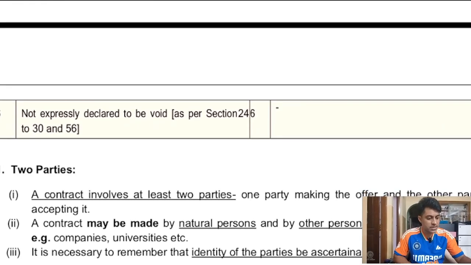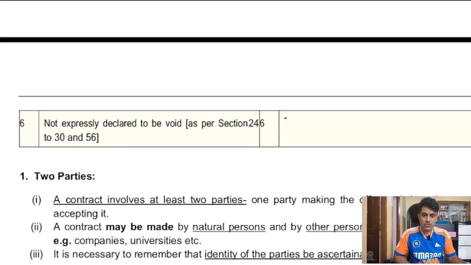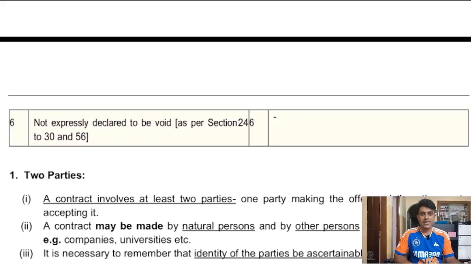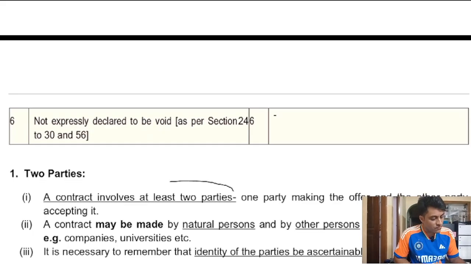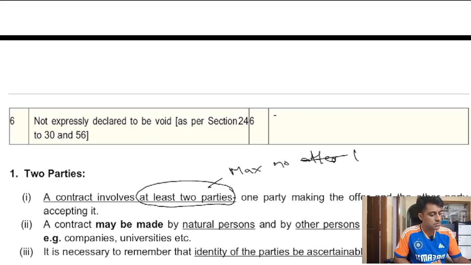The first thing is, one of the basic essential conditions for a valid contract is that there has to be two parties. Basically in a contract, a minimum of two parties has to be there. That is what is given here. So it will involve at least two parties. Maximum there is no limit, but at least it should contain two parties.